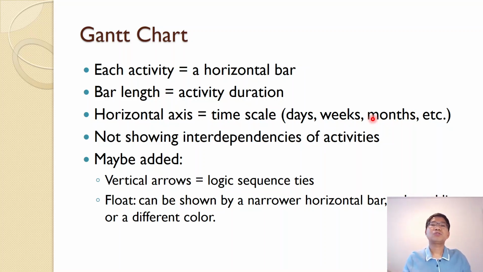It does not show the interdependency of activities. That is the one drawback of the Gantt chart: it doesn't show the relationship between the activities. A vertical arrow can be added to show the logic sequence, and we call that a linked bar chart, which can also show the float.